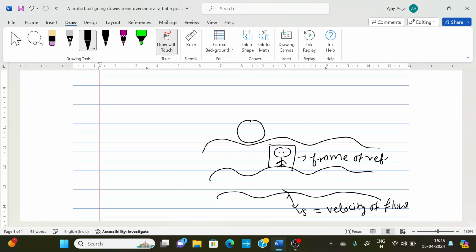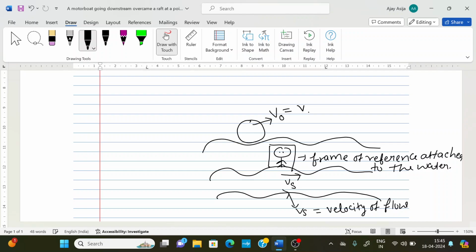Frame of reference attached to the water. Means we are standing in a boat which is also moving with the same velocity as that of water. So our frame of reference is also moving with same velocity as that of water. Now, when we are observing the object from this frame of reference, it appears to be moving with velocity v naught.